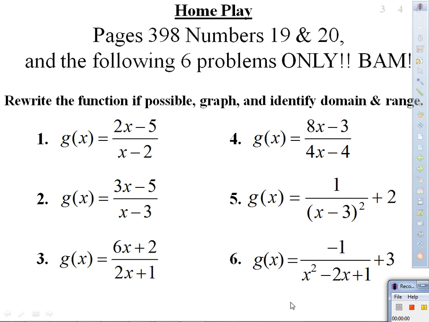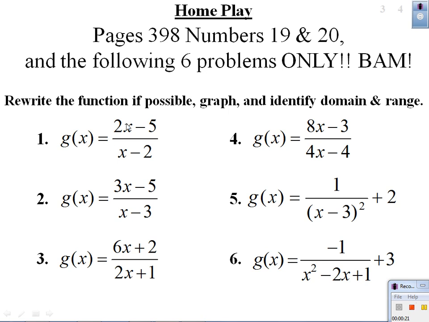All right, so our home plate for today is page 398, numbers 19 and 20. Also, the following 6 problems, it says only, bam. Instructions: rewrite the function if possible, graph, and identify domain and range.